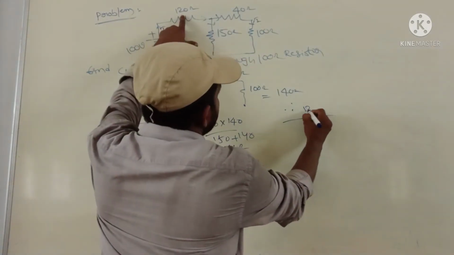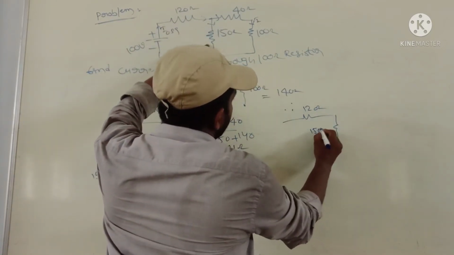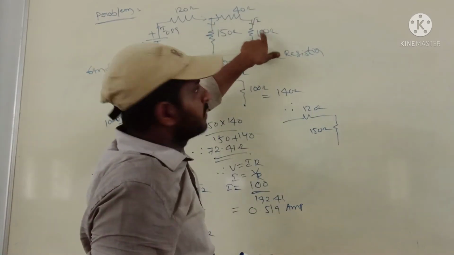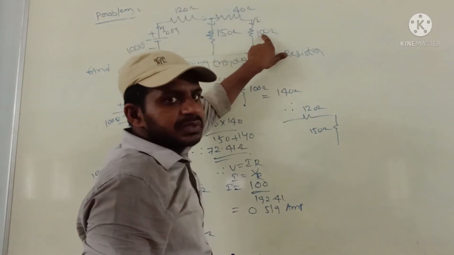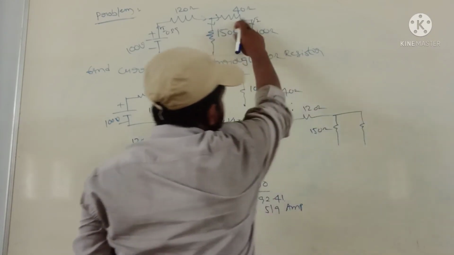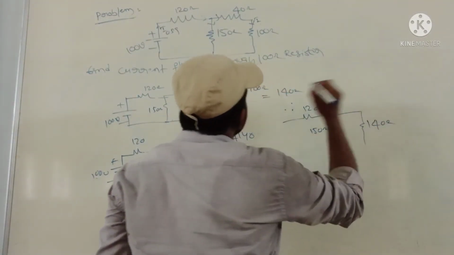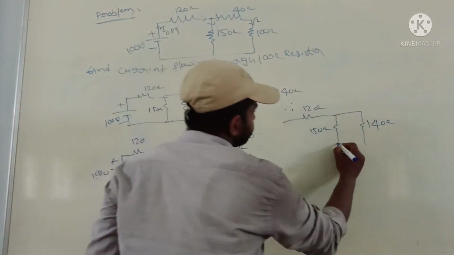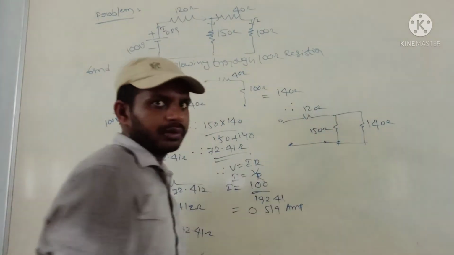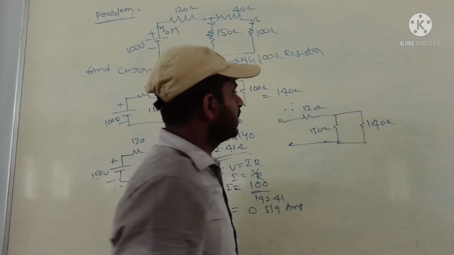So this is the 120 volts, and this is the 150 ohms. Here, if you observe, the 40 ohms and the 100 ohms are connected in series. So both resistances can be represented like this, as 140 ohms. This is the simple representation for the calculation of current dividing.